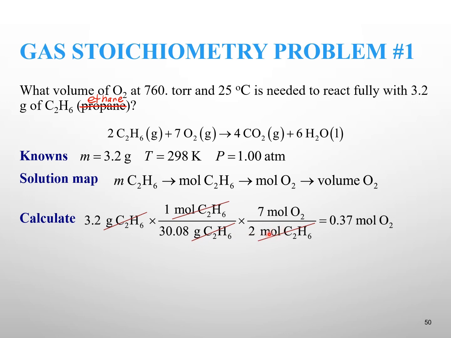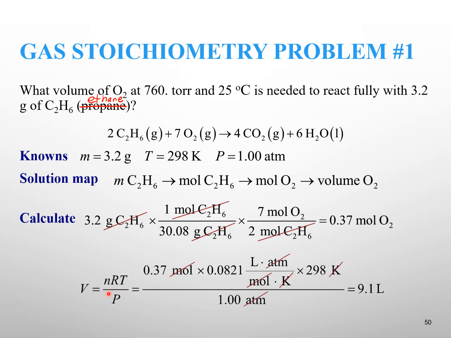And then we have our mole ratio. C2H6 goes on the bottom, O2 goes on the top. So 7 moles of O2 to 2 moles of C2H6. C2H6 gets cancelled off. Our answer is in moles of O2. You put this together, you get 0.37 moles of O2. Now we plug this in as n, the moles. So PV equals nRT, V equals nRT over P. n, R, T, and then P. And your answer is 9.1 liters.